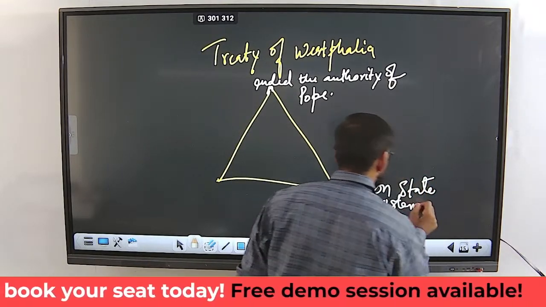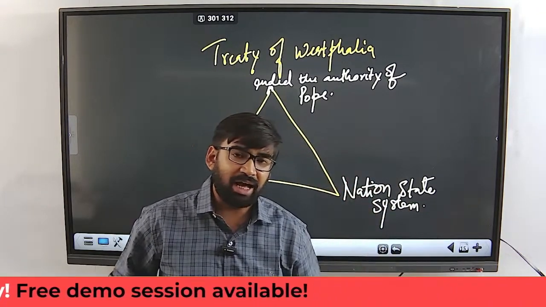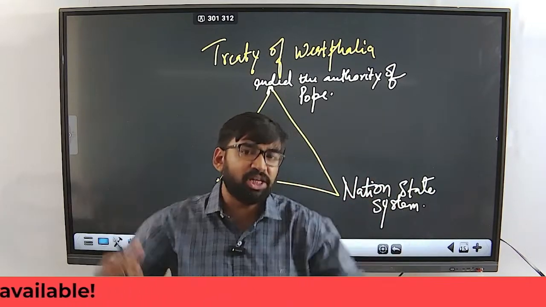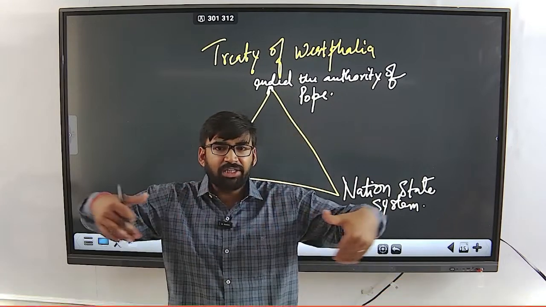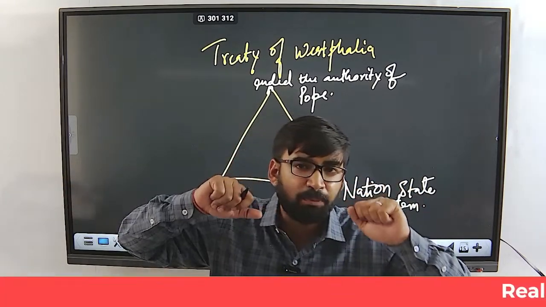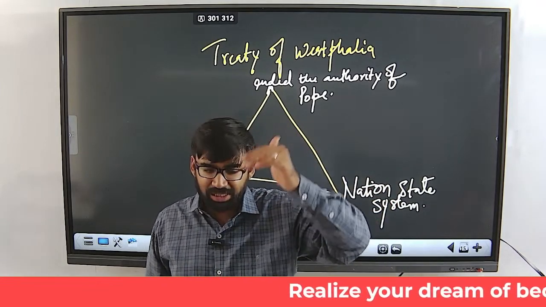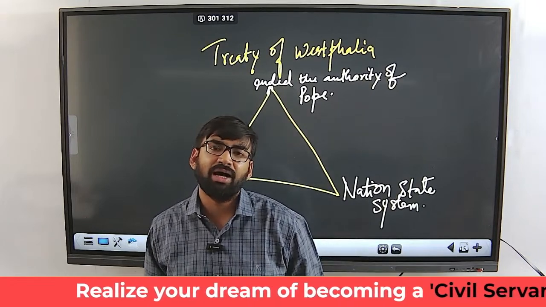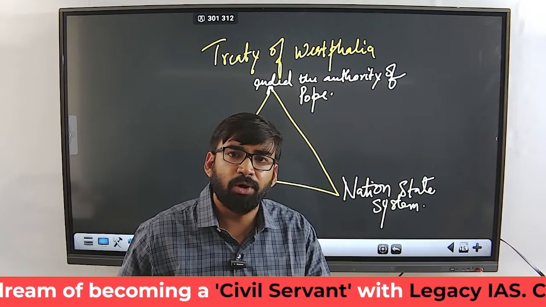Now nations will be created. Why will nations be created? Because the capitalist class wanted to do trade and commerce peacefully. So they created artificial boundaries with the help of the king so that they could do trade and commerce easily. This is only for the benefit of the trading class. Nation state system. Getting my point?